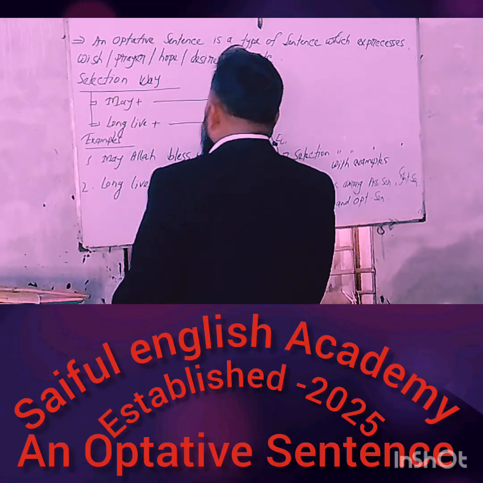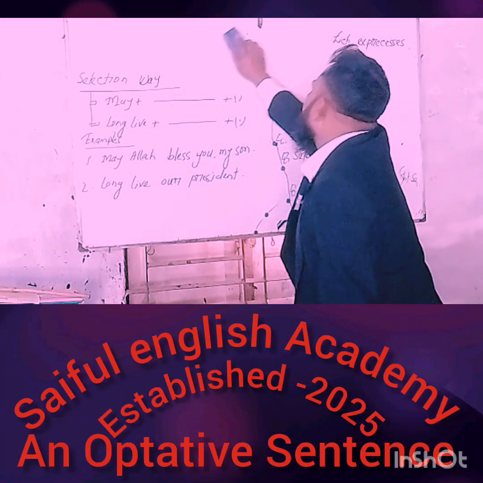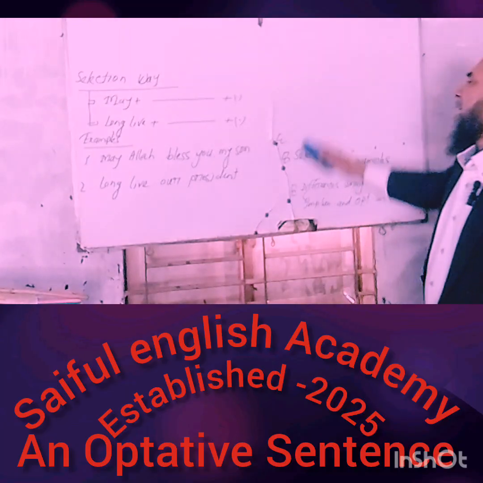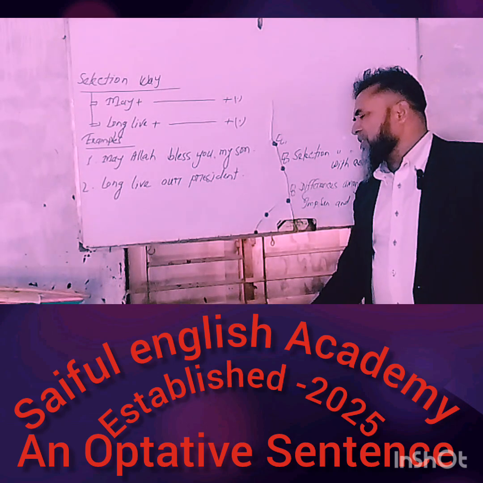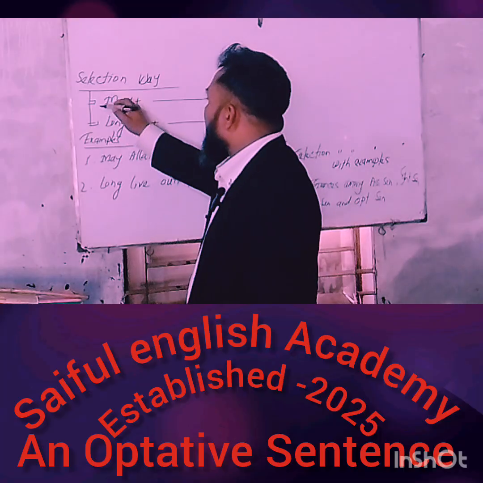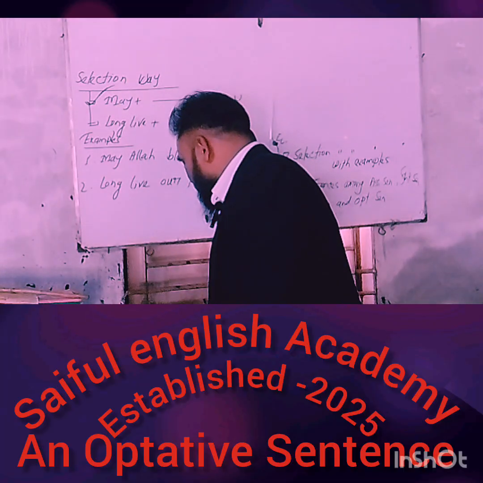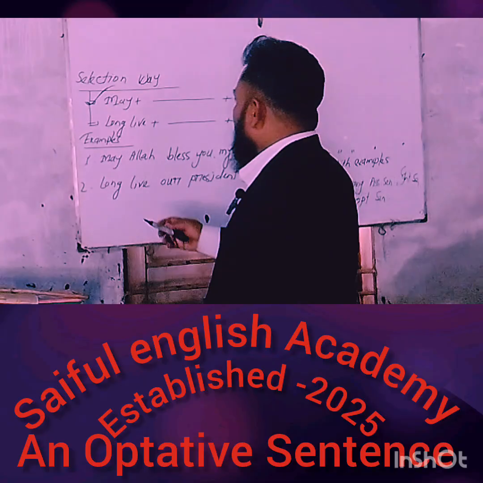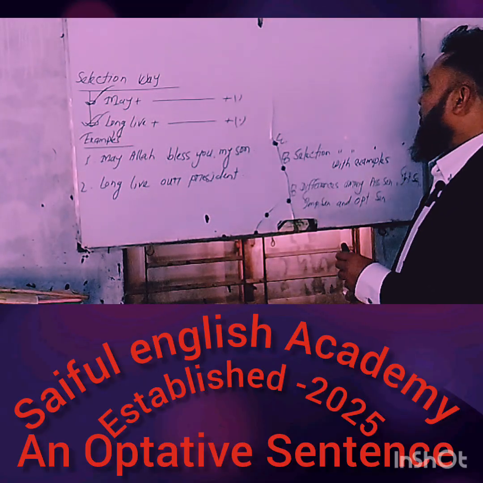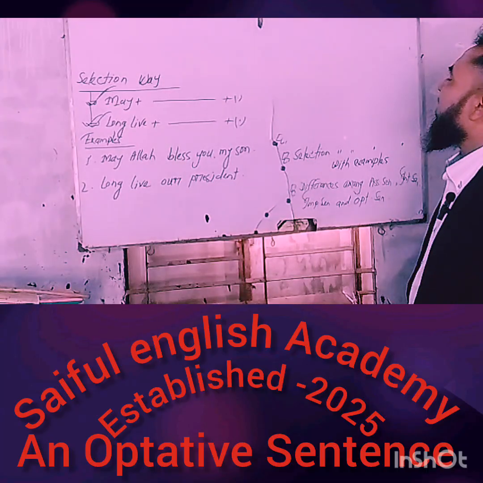My dear learners, now I'm trying to highlight the structure of an optative sentence. You have to keep in mind that an optative sentence is classified into two ways. Number one, starting with the word may and finally ended with a full stop. Number two, starting with the words long live and finally ended with a full stop. Hope that you have understood clearly.